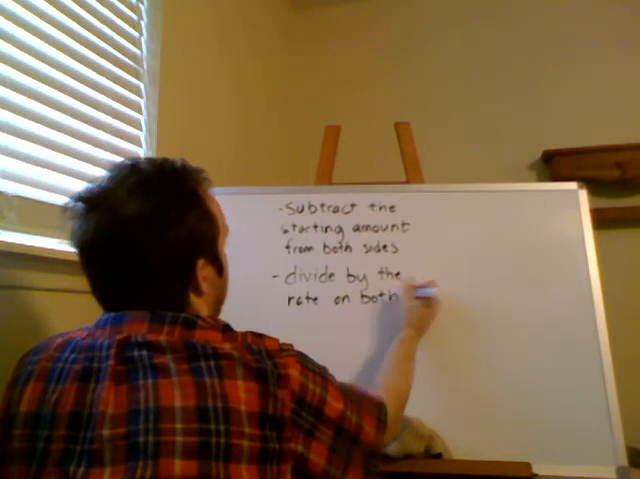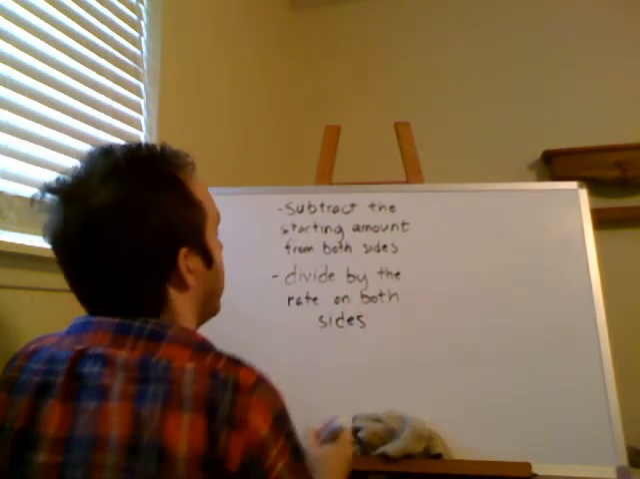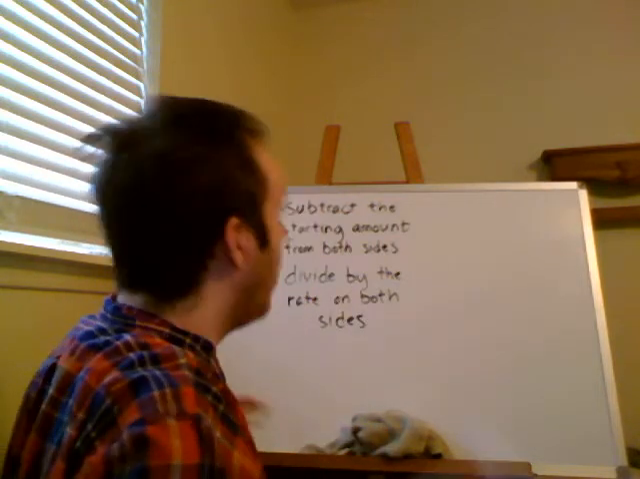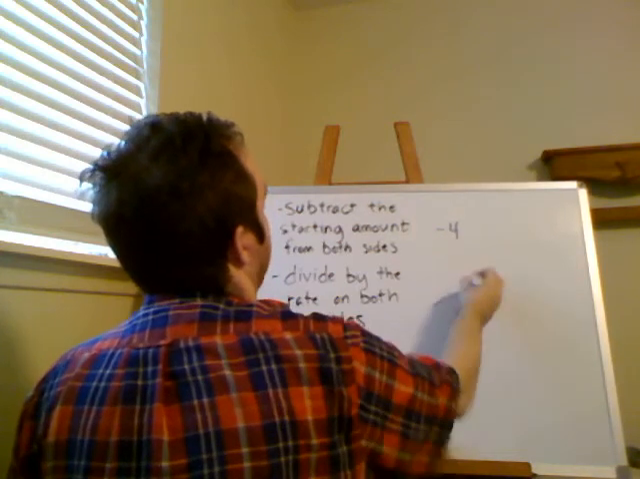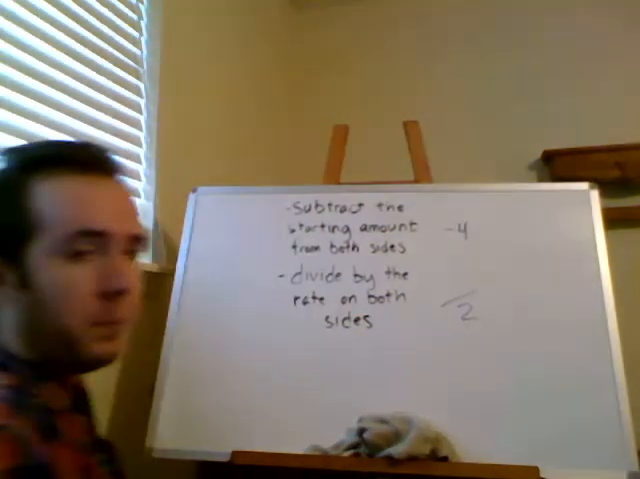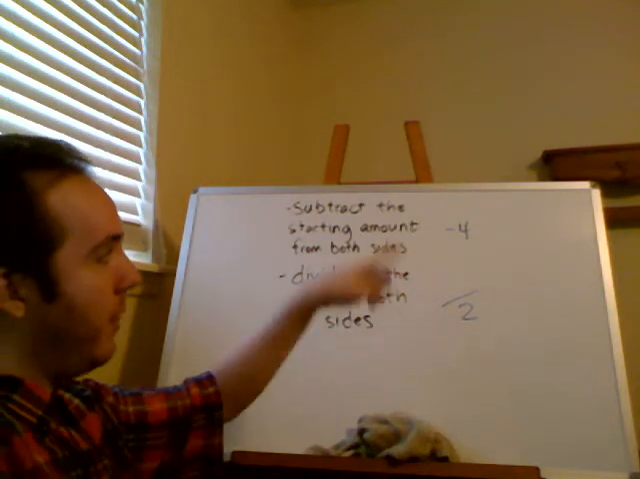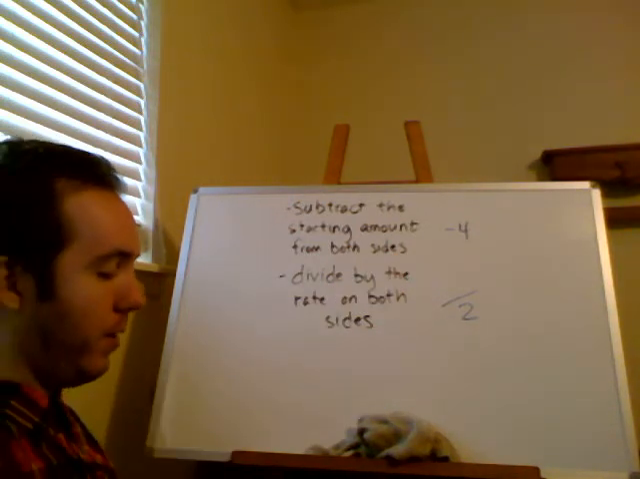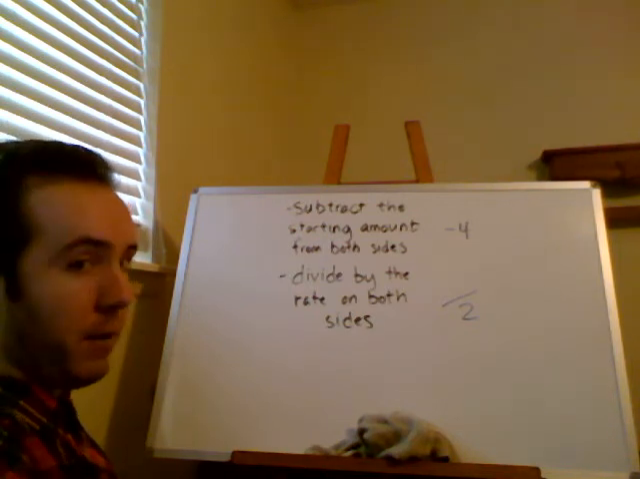Divide by the rate on both sides. And these are our 2 steps. First time, we subtracted 4, and the other time, we divided by 2. Those were our 2 steps. We subtracted the starting amount, we divided by the rate. I'm going to say it over and over again because it's just that good to remember.